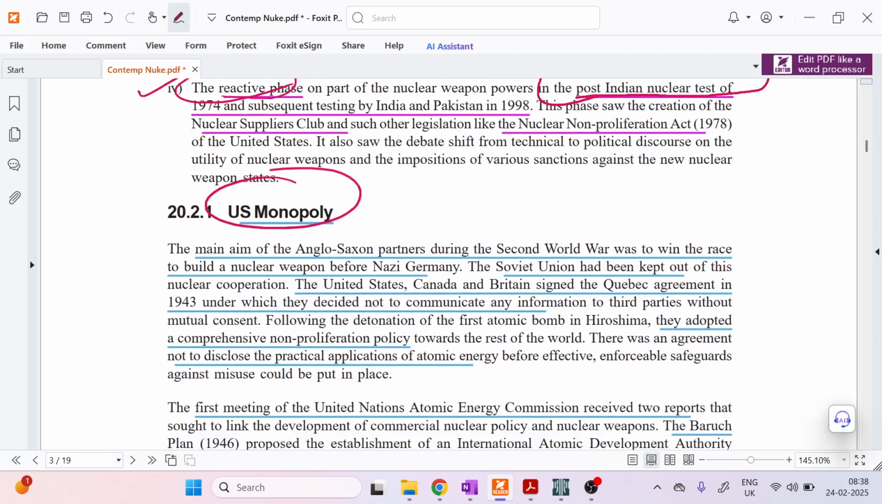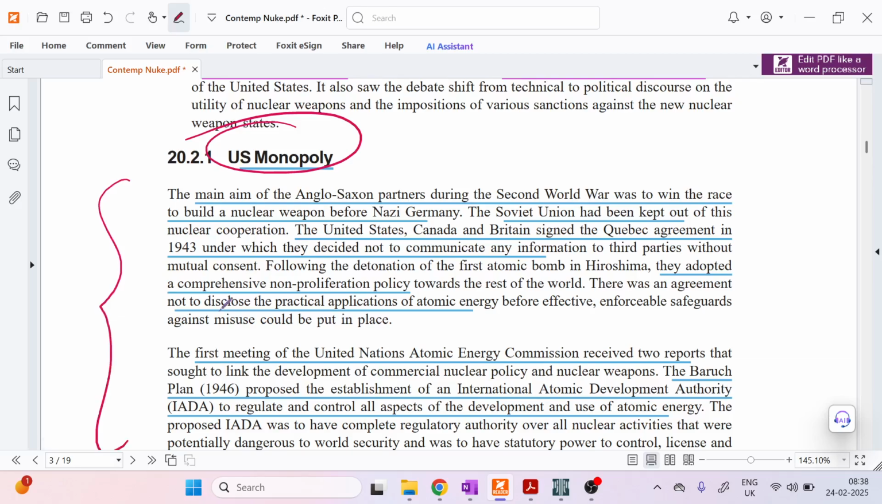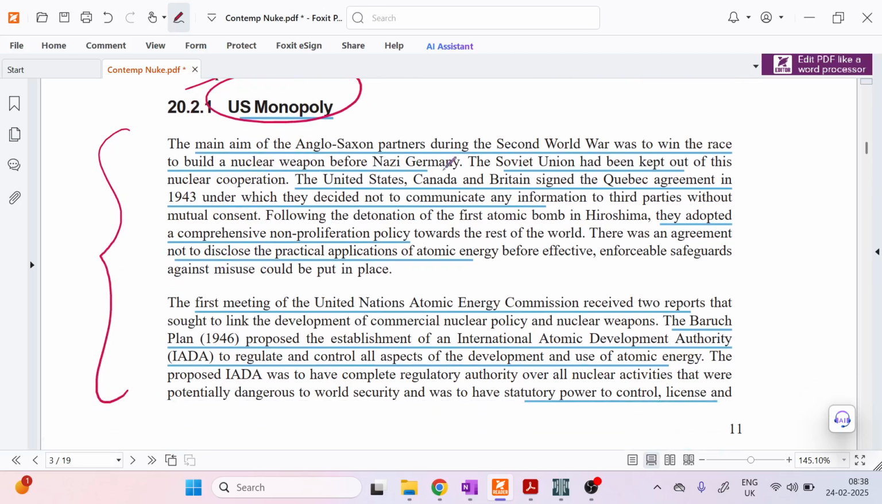Now let's have a look at the U.S. monopoly, the first phase. During the Second World War, the Anglo-Saxon powers tried to have a monopoly on making a nuclear bomb before Nazi Germany could. The Soviets were kept out of it.